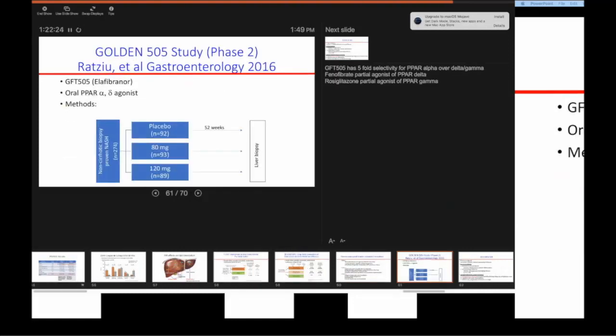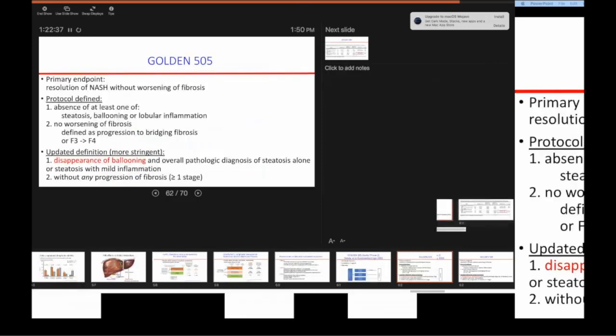Okay, they did the Golden trial, which was the phase 2 trial with elafibranor. This is Genfit's compound, to understand if there would be a role here. So they did this for 52 weeks, the phase 2 trial. And the first time I read this paper, I was so confused, because in the middle of it, they changed the endpoint, the updated definition of the protocol endpoints.